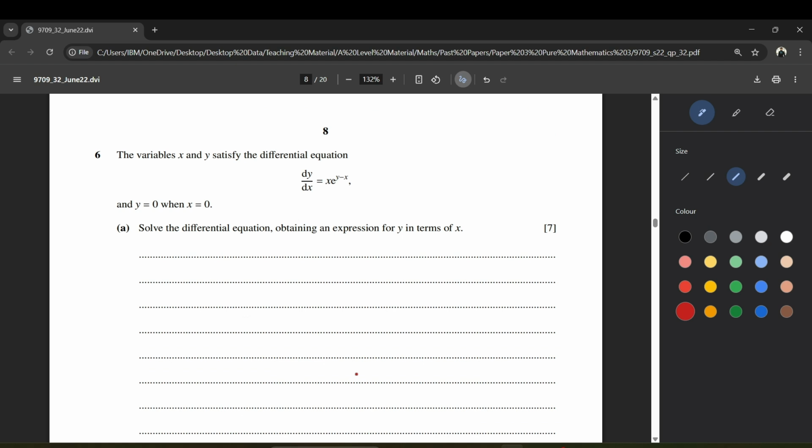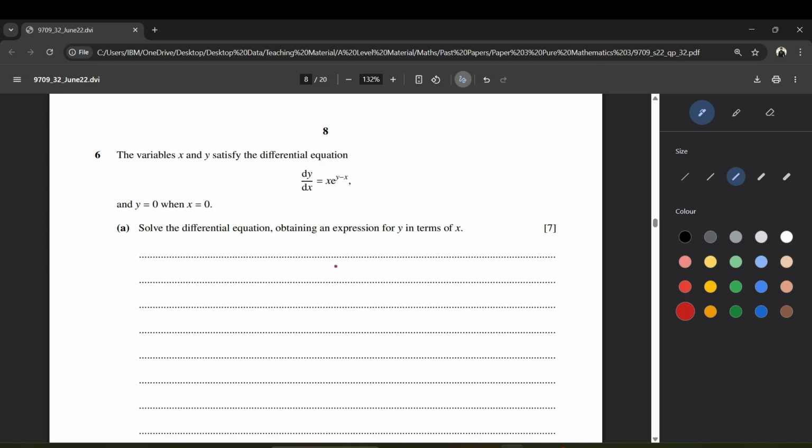All right, question number 6. The variables x and y satisfy the differential equation dy/dx equals x times e to the power y minus x, and y equals 0 when x is equal to 0. So this is your initial condition. Solve the differential equation, obtaining an expression for y in terms of x.